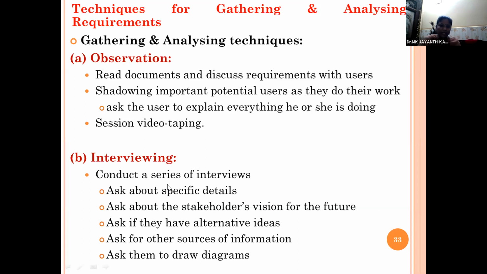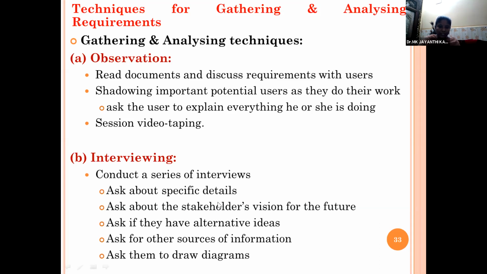The second one is called interviewing. We will conduct an interview with the various people, conduct a series of interviews, ask about specific details about the project, and ask about the stakeholders' vision for the future. We'll ask the questions to the stakeholders, ask if they have any alternative ideas. So if they have any ideas, that also we can implement in our project. Ask for other sources of information.